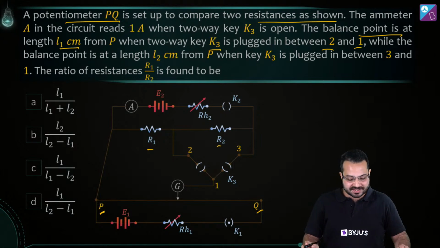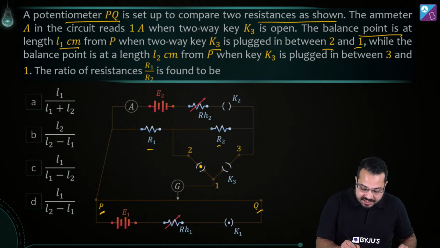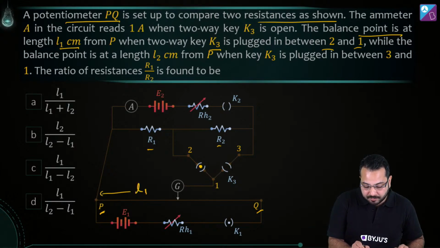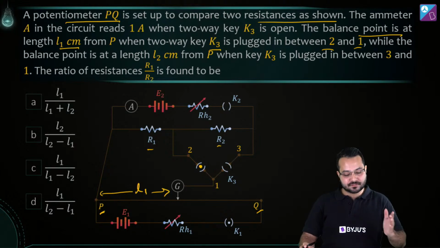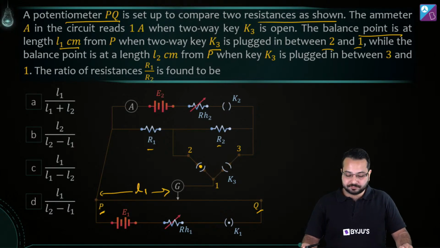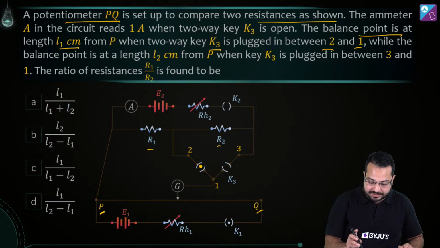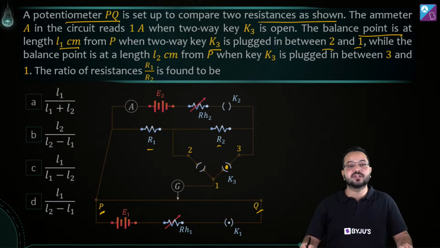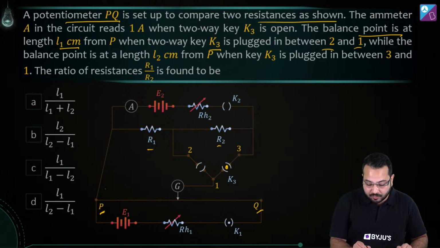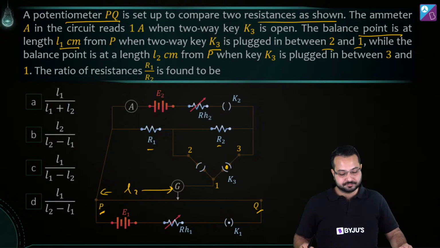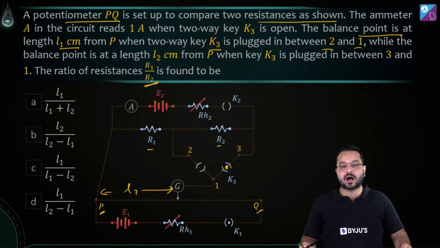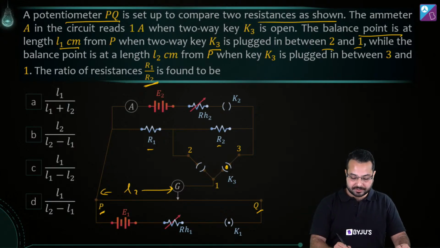Okay, so what they're basically saying is that when this key is closed, then the balance point is found at L1 distance from the point P. And then they are saying that when the key between 1 and 3 is closed, then the balance point is found at L2. And using this data, we have to find out the ratio of the resistances R1 and R2. Is that correct? All right. Is the question clear?